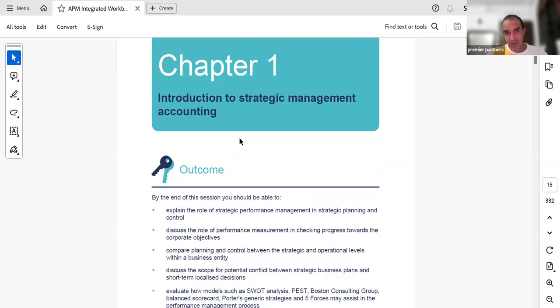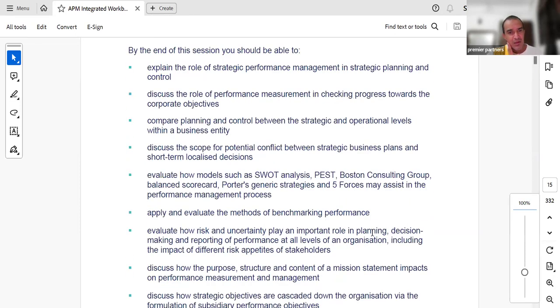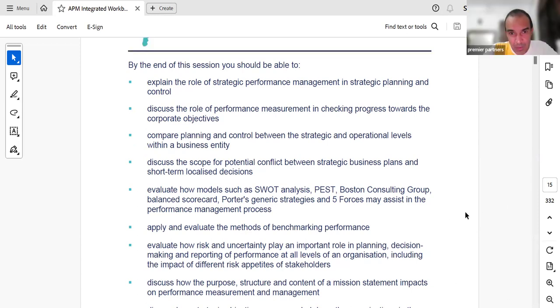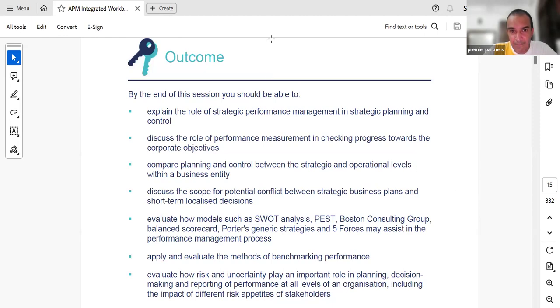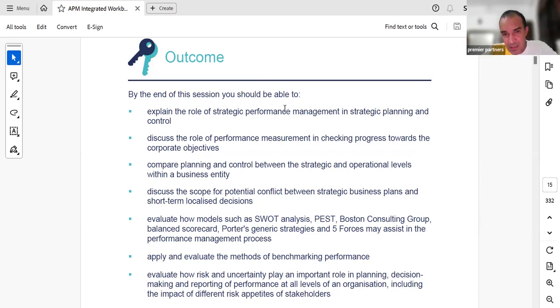Now, let me tell you something. This is chapter one, Introduction to Strategic Management Accounting. And if you take any textbook, you will have this area called learning outcomes. What is this? Can we read this? Can you guys quickly tell me? This learning outcomes we go through, is it important? I didn't hear it properly. Now, I hope you can see my screen. Can you? Yes. Right. Now, this learning outcomes, is this important for us?